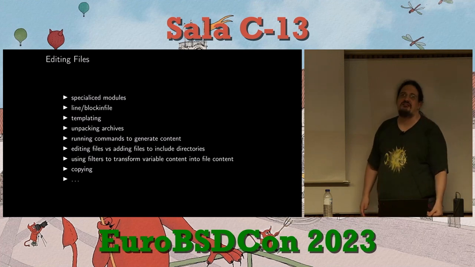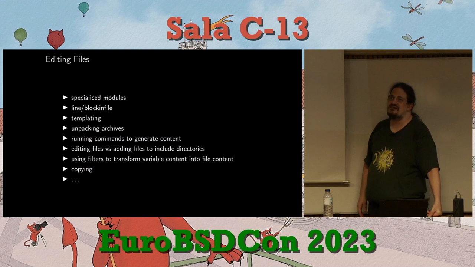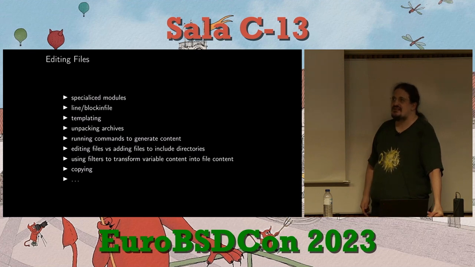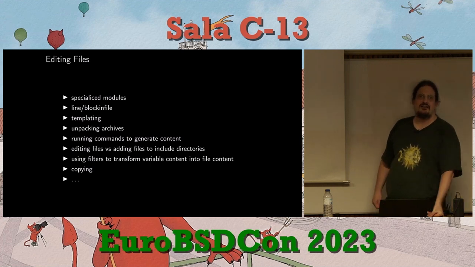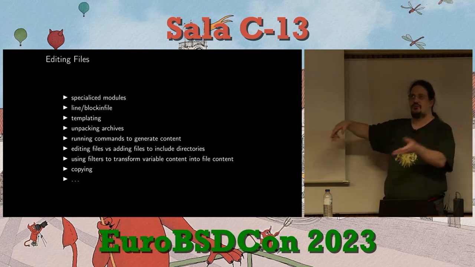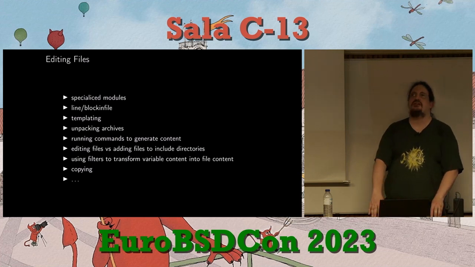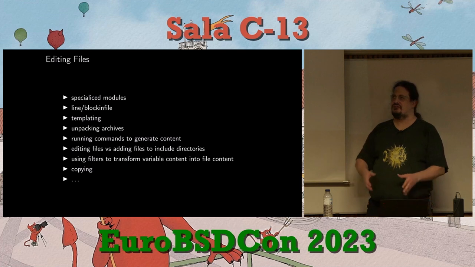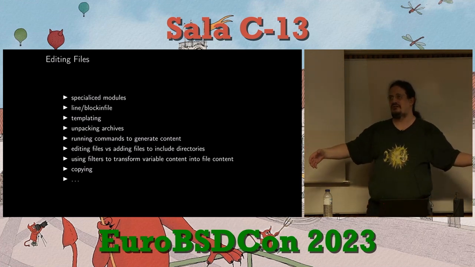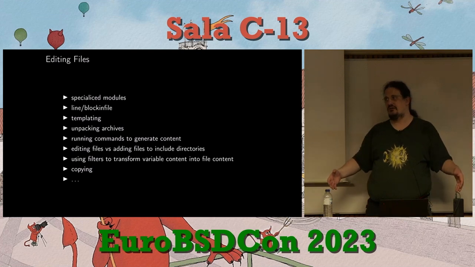With editing files, one of the things that you do in configuration management a lot, apart from installing stuff, is modifying files in some way or another. If you just want to have small changes, it's relatively convenient to just say, well, line in file, try to match whatever and change it to whatever. That works fine. However, one of the big problems that you run into is that for the content of the whole file, you're dependent on what you start with.